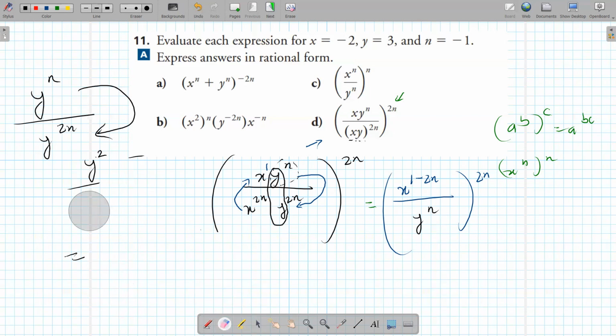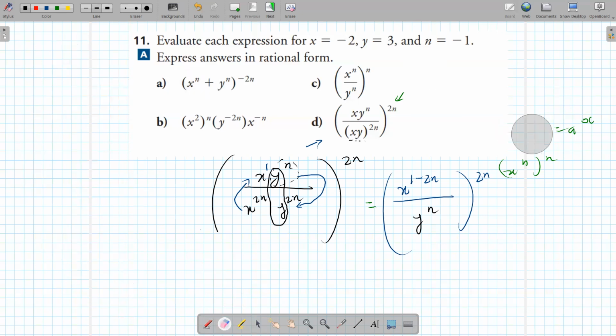So that's that. Let's go back to the question. Okay, so we have a bunch of things. You could throw the 2n in there, I guess, but it's gonna give you a squared. We'll just leave it outside. Or actually, what's 1 minus 2n times 2n?